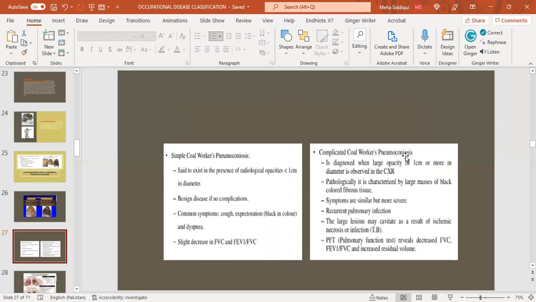Complicated coal workers' pneumoconiosis is diagnosed when a large opacity of 1 centimeter or more in diameter is observed in the chest X-ray, and pathologically it is characterized by large masses of black colored fibrous tissue. Symptoms are similar but more severe, and there are recurrent pulmonary infections in this type. The large lesions may cavitate as a result of ischemic necrosis or infection, and the pulmonary function test reveals decreased FVC, decreased FEV1 over FVC, and increased residual volume.